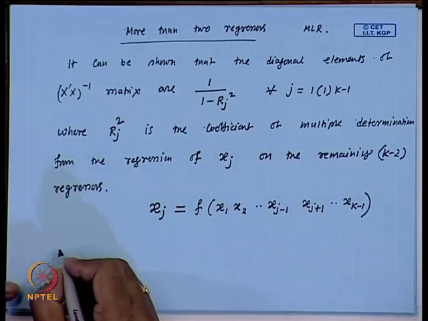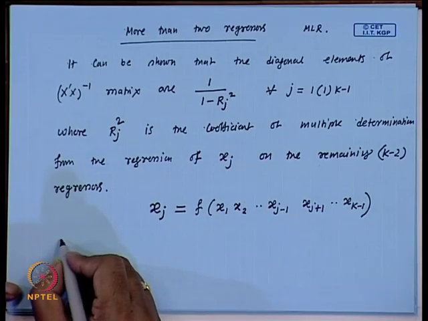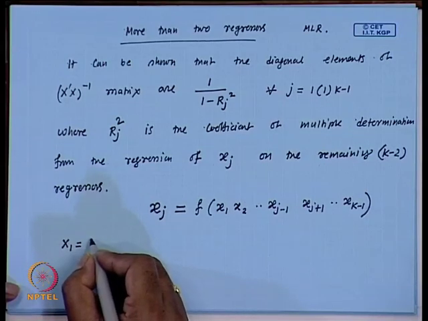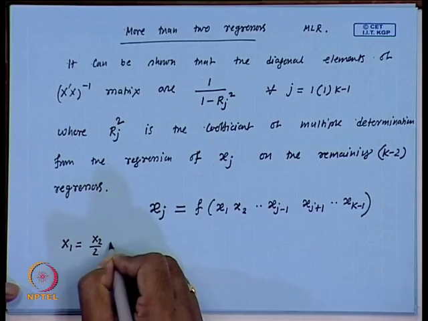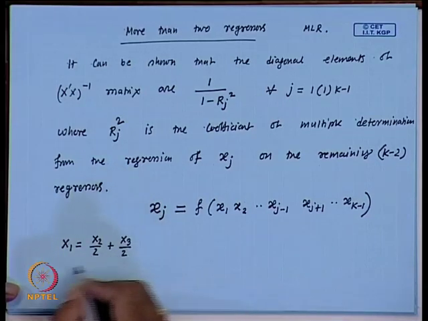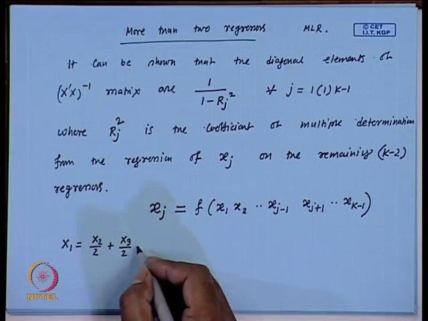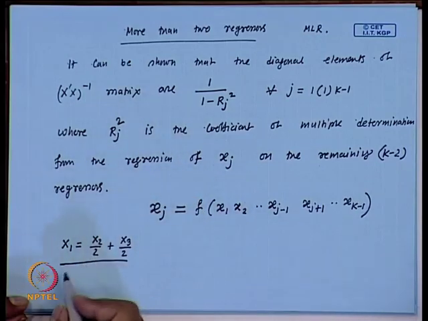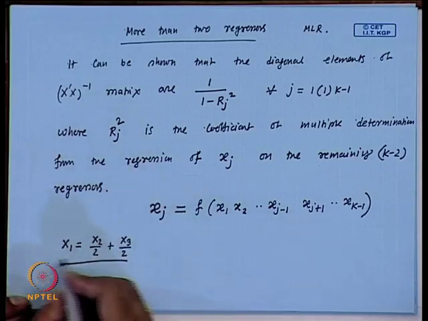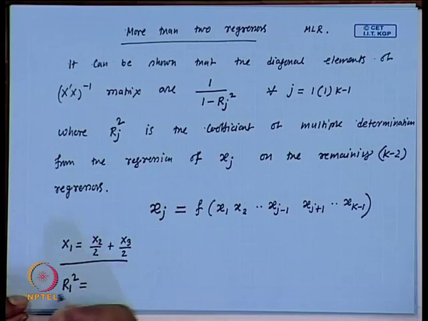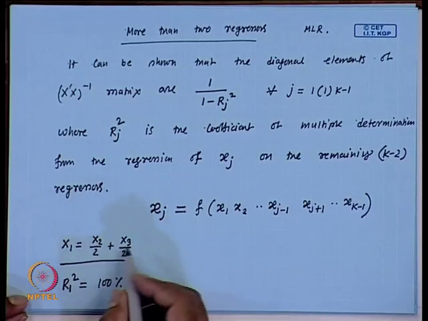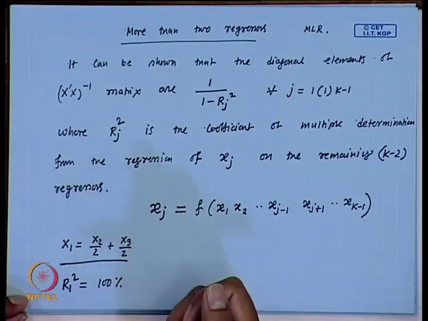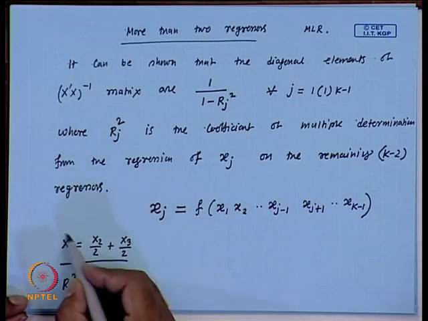So, if you can recall my first example today, we checked that, if I am recalling correctly, x_1 is equal to x_2 by 2 plus x_3 by 2, and this is true for all the observations we had. The coefficient of multiple determination for this example is basically R_1 square, and here R_1 square is 100% because x_2 and x_3 can explain 100% of the variability in x_1.